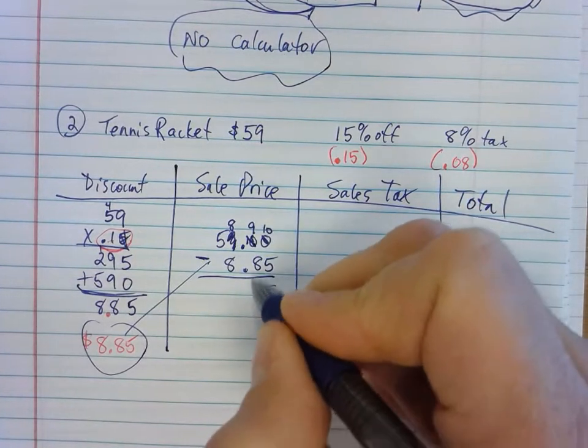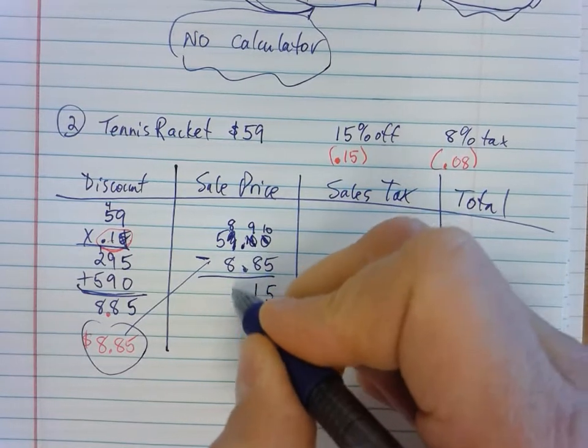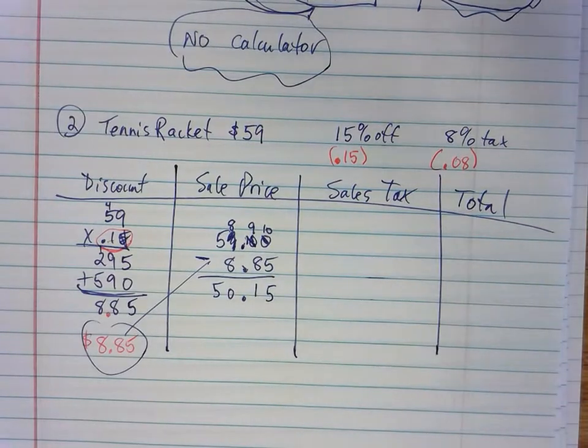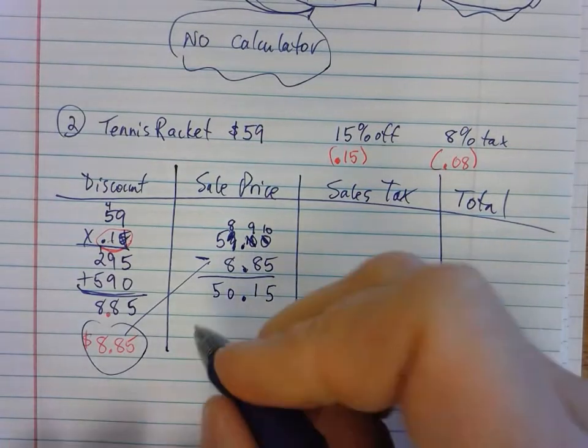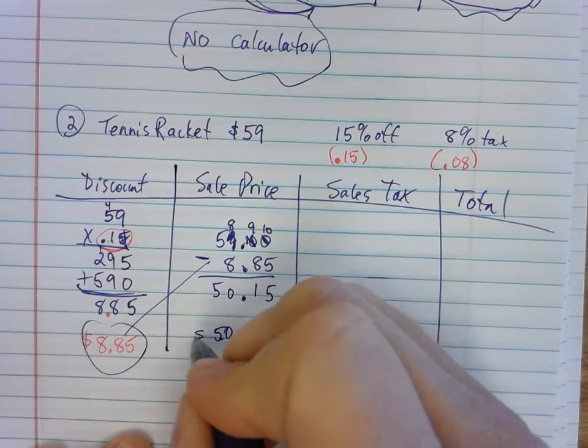9 minus 8, 1. Keep everything lined up. Bring the decimal straight down. 8 minus 8, of course, 0. 5 minus nothing is 5. So the sale price of the racket is $50.15. So remember, we're doing dollars and cents.